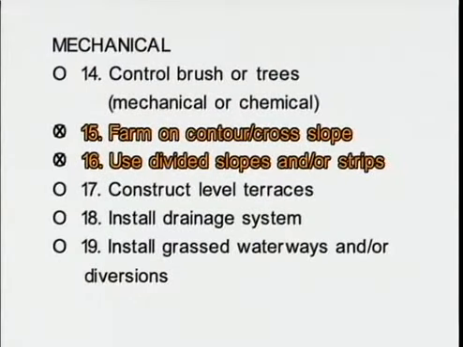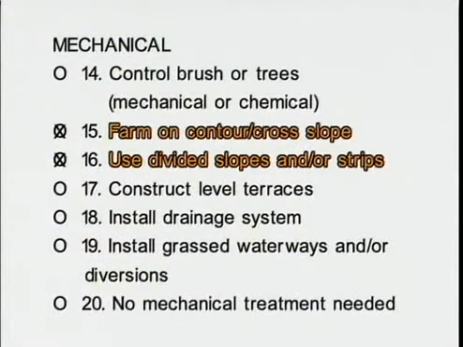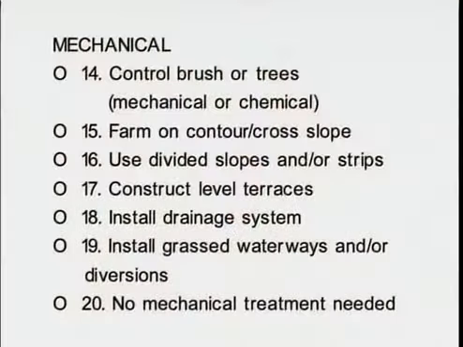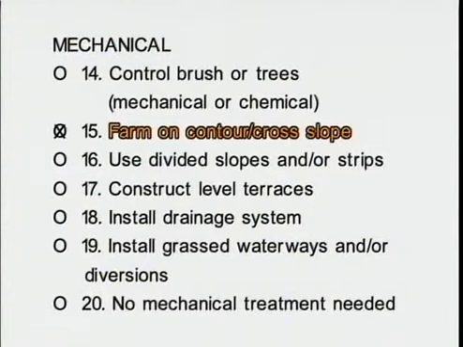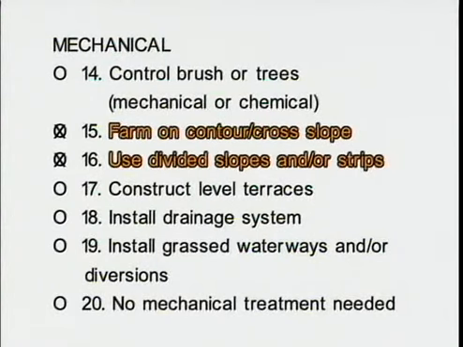Well, at this particular location, there's nothing here that tells us that we're in the bottom of a concentrated flow area, so we should not have marked number 19, installing grass waterways. And 20, I've already explained, no mechanical treatment needed, so we would not have marked that one either, since we did mark items number 15 and 16 above. So at this particular location, or example exercise, under mechanical, we should have marked number 15, farm on the contour or across the slope, and number 16, using divided slopes or strips.